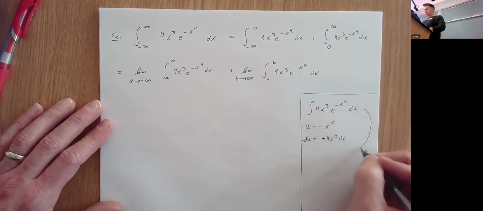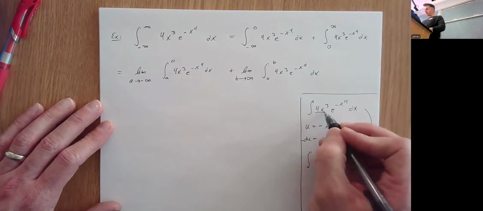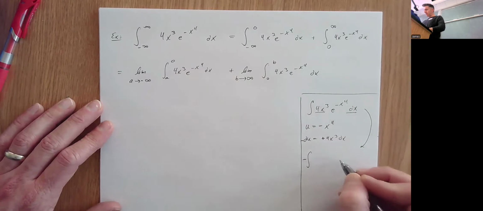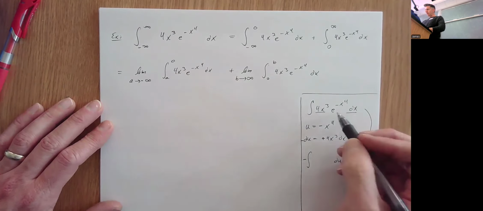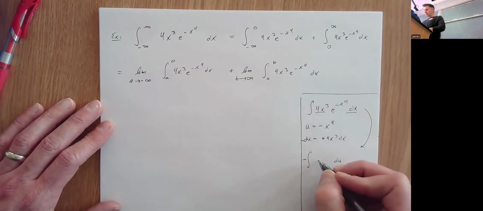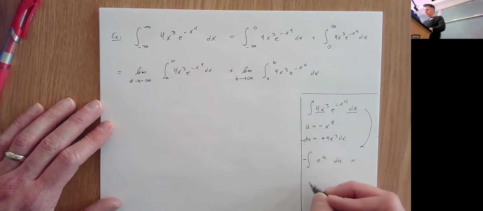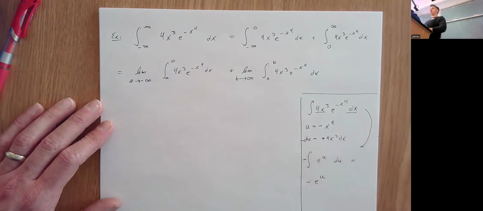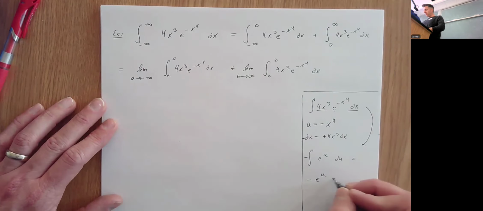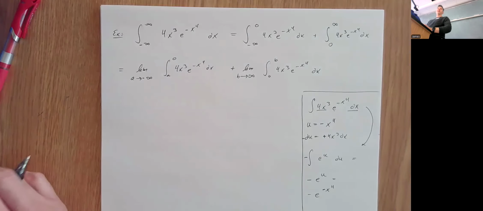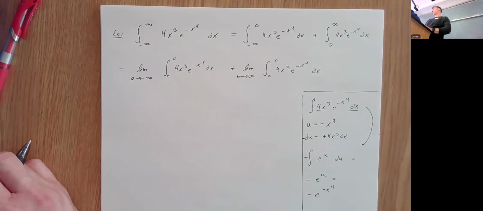My integral becomes the integral, 4x cubed dx is going to be my negative du, and then e to the negative x to the fourth is just e to the u. I don't really care about the plus c here, for my own benefit, and that's going to be negative e to the negative x to the fourth. If you checked your work by differentiating, you'd see that the derivative is negative e to the negative x to the fourth times negative 4x cubed, which is exactly what we started with.